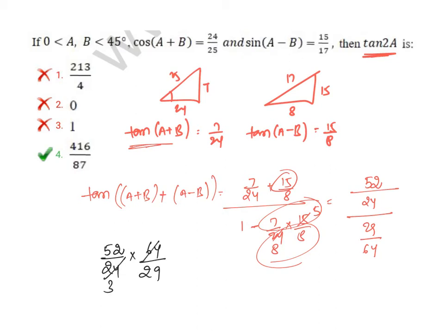8 3s are 24, 8 8s are 64. This is 416. 29 into 3 is 87. So it is just a simplification, and you should know how to write tan 2a. So that is tan of a plus b plus tan of a plus b plus a minus b.